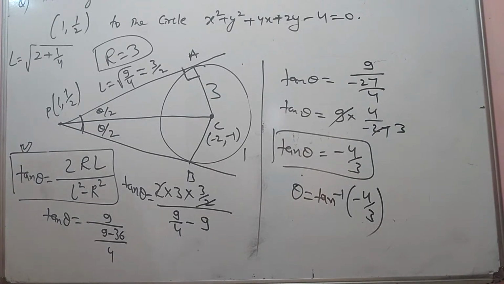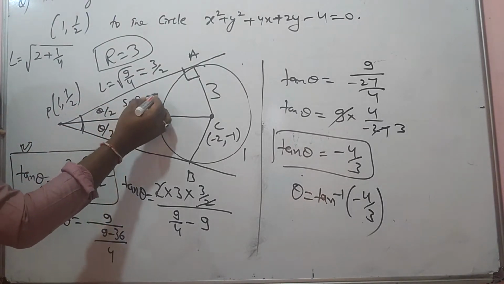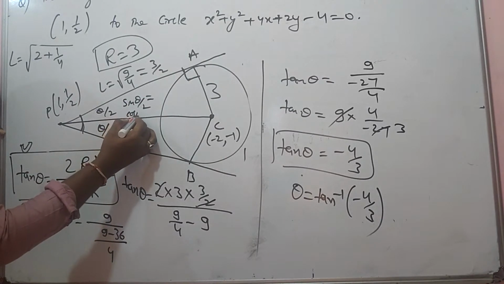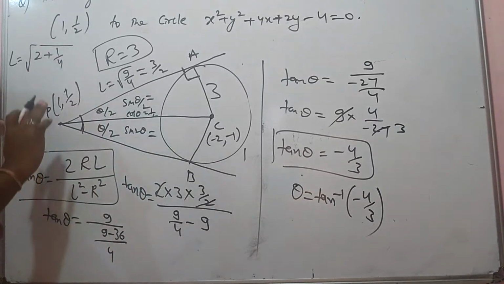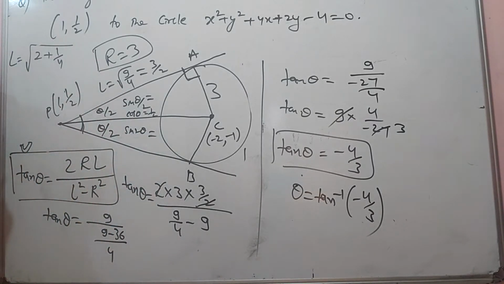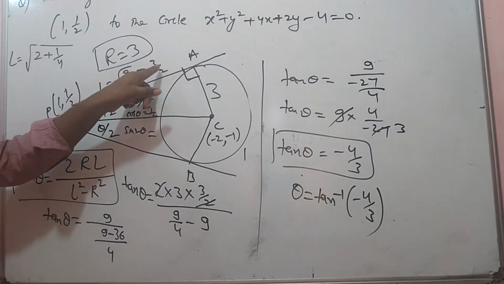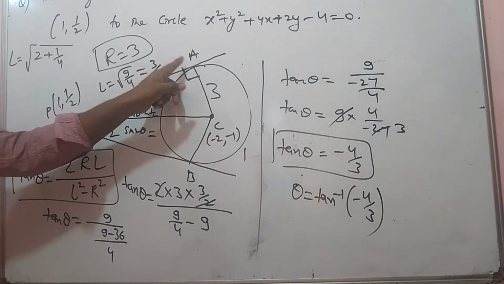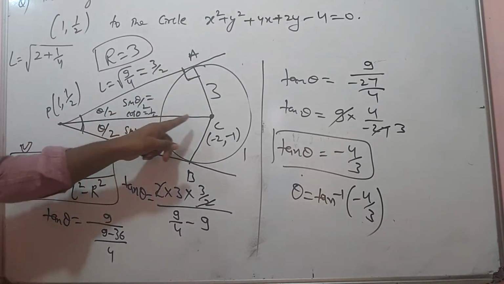Angle between the pair of tangents, you can use this way, or you don't want to use this formula. Suppose by mistake you forgot this formula, then you use sine theta by 2 and cos theta by 2 and find. Then you use the sine 2 theta formula, and then you are going to get the sine theta value. From this right angle triangle, you have 3 by 2, 3. Use the sine theta by 2, and you can find the distance between here.